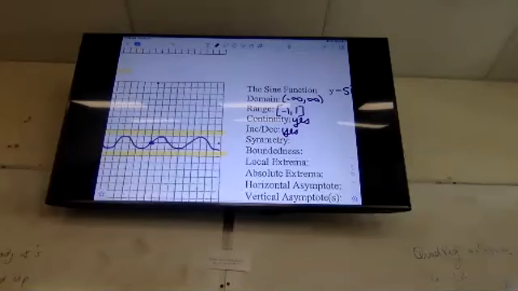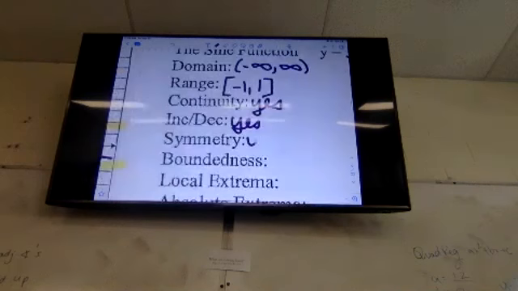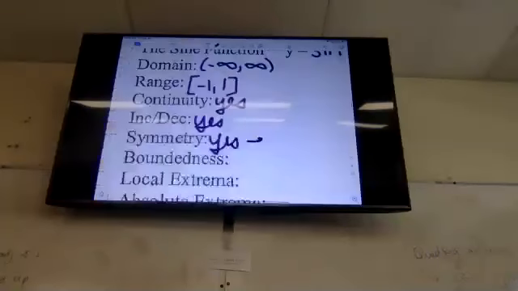All right, symmetry. I know that it doesn't look symmetrical, but I want us to write yes there. And we're going to say yes, and we're going to say about the origin.